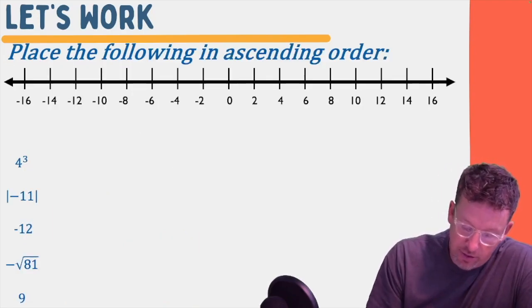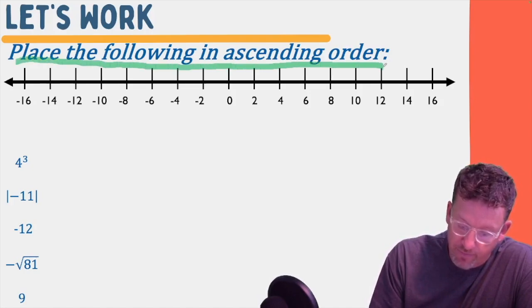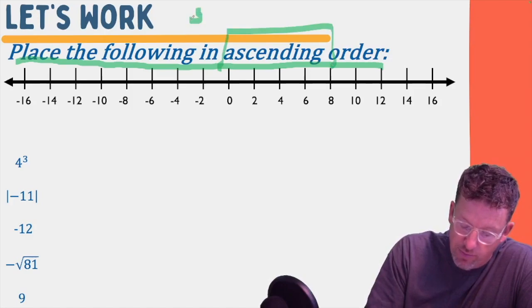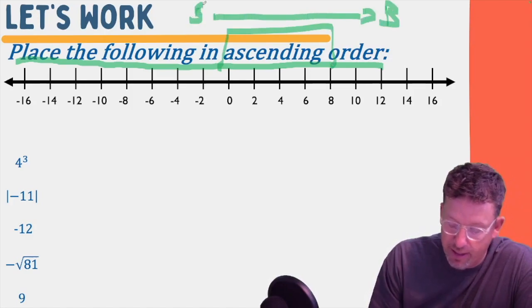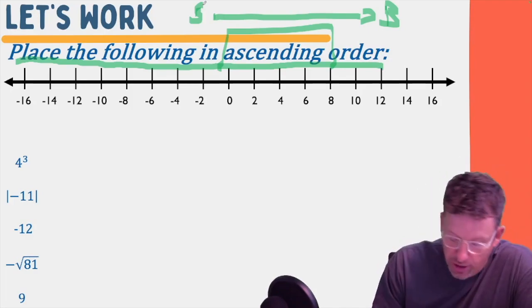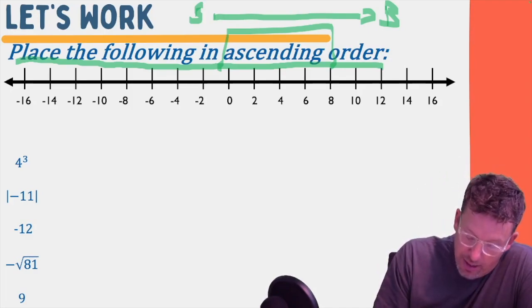And so when directions say place the following in order, and it says ascending order, that means we're going from the smallest up to the biggest, okay? From the smallest to the biggest. So let's turn all of our values into integers first.